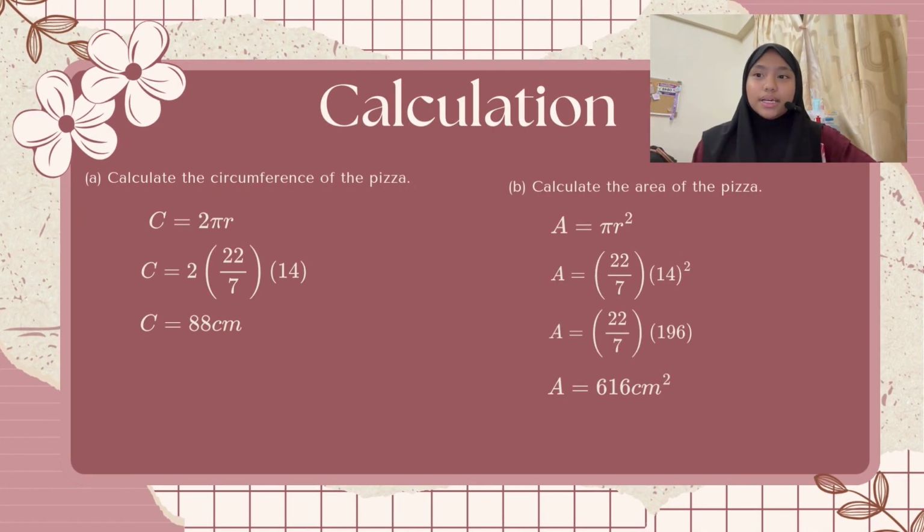For question A, calculate the circumference of the pizza. Circumference equals 2 pi r. So, we replace pi with 22/7 and r with 14. So, the answer is 88 cm. Next, for question B, calculate the area of the pizza. Area A equals pi r squared. So, replace pi with 22/7 and r with 14. So, the answer is 616 cm squared.